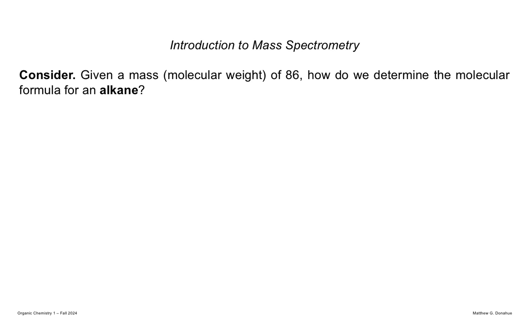So one of the first problems we'll consider in relation to mass spectrometry, abbreviated MS. Again, what this is telling us is the molecular weight. It states, given the mass, molecular weight of 86, how do we determine the molecular formula for an alkane? So let's just write down what we're given. So mass is equal to 86 grams per mole. And we need to determine a molecular formula for an alkane.